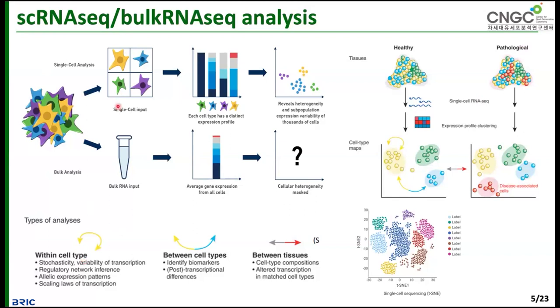For example, you can think this is the B cell. Within the B cell, how is it responding between treated or non-treated, healthy and disease, or something like that, and between cell types, like B cell and T cell or B cell and NK cell, and between tissues also, like cancer tissue or normal tissue, and how this is responding.